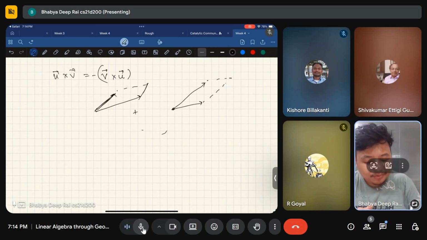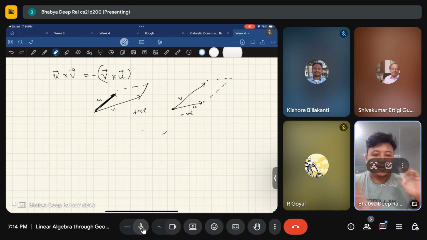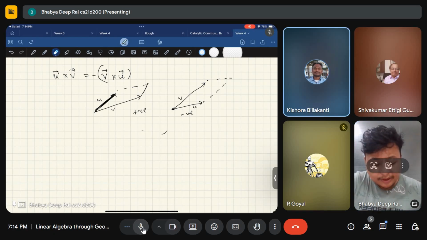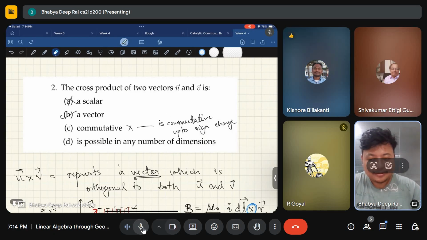So one will have a positive sign, one will have a negative sign, because it depends on which one is on the left. If U is on the left and V is on the right, it is positive. If V is on the left and U is on the right, and you're still calculating U cross V, then it is negative. So that is where the trick is happening, Kishore. You can check out orientation. I don't think much focus is given in the course, but this is what is internally happening.